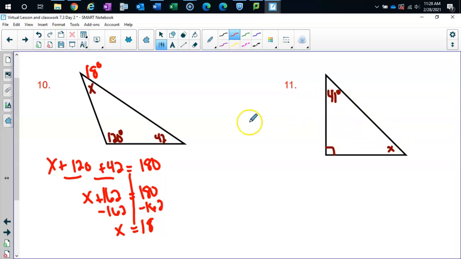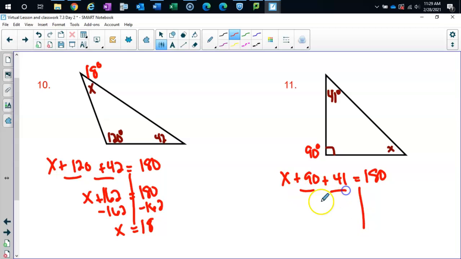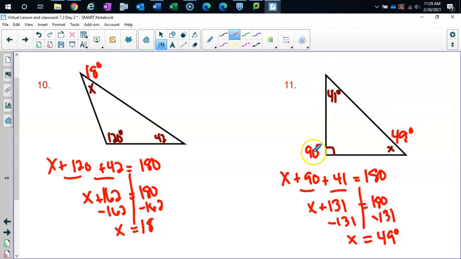Okay, find the missing angle in this triangle. Go. Well, this one takes the fact that this is a right angle. You need to know that that is 90 degrees. You need to do that first. So our equation will be x plus 90 plus 41 equals 180. 90 plus 41 is x plus 131 equals 180. Subtract 131 from both sides, and you end up with x is 49 degrees. Now, you could check this by adding 49, 41, and 90 together, and you will get 180.